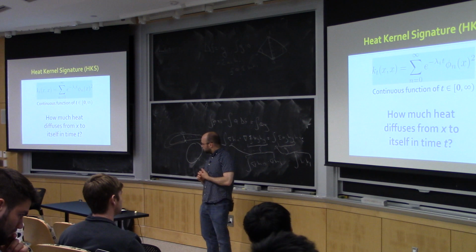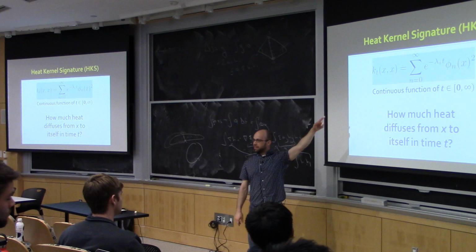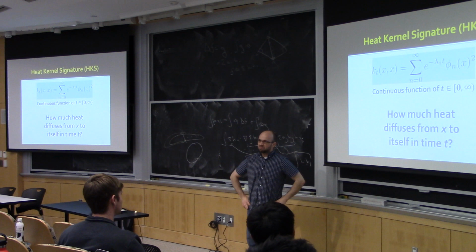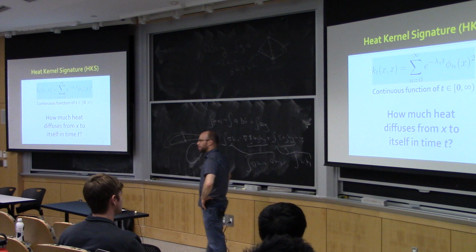So why do we like this as a descriptor? Well, take a look. For every point x on my surface, I've now associated to it a function over the positive real line. This is kind of an interesting description. It takes my surface and lifts it into L2 of the positive numbers. Does that make sense? This is a very redundant descriptor. I have a three-dimensional surface I'm lifting into infinite dimensional space.